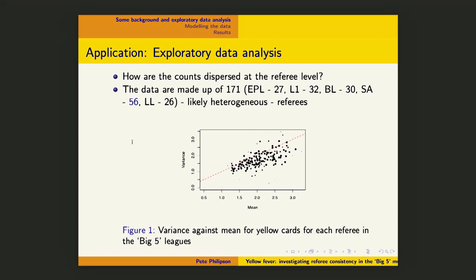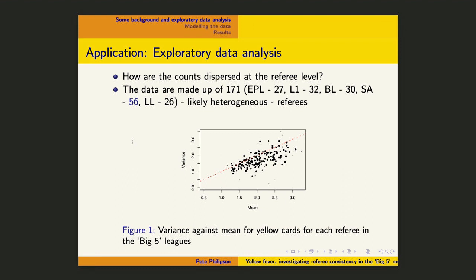Okay, so at the referee level, we can basically plot the mean number of yellow cards, the variance against the mean for each referee. The size of these dots, a slightly bigger dot means I've got more data for the referee. This dashed red line essentially is a line of equidispersion, so the variance will be the same as the mean. And for anything below that red line, where most of these points are, that means that the variance is smaller than the mean, so we've got underdispersed data.